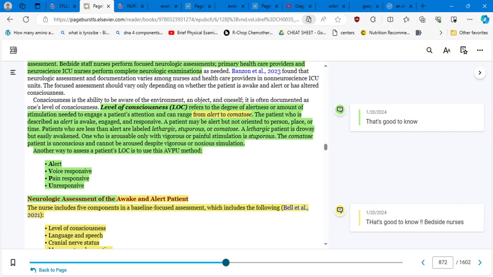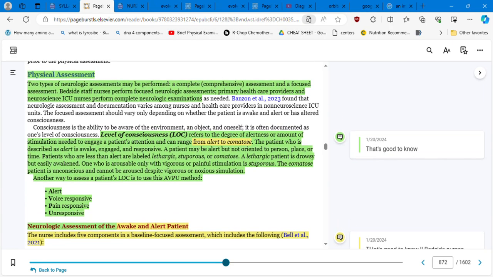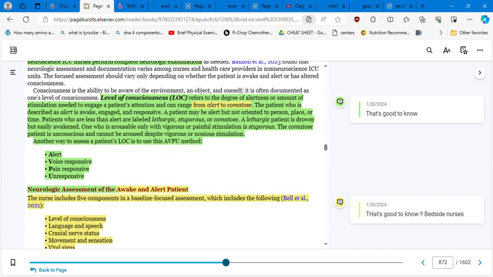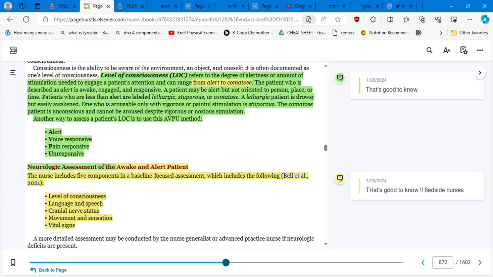Patients who are less than alert are labeled lethargic, stuporous, or comatose. A lethargic patient is drowsy but easily awakened, usually by touching the patient. One who is arousable only with vigorous or painful stimulation is stuporous. The comatose patient is unconscious and cannot be aroused despite vigorous or noxious stimulation. So here is a way that you can remember the level of consciousness: alert, voice responsive, pain responsive, and unresponsive. This is called the AVPU method.